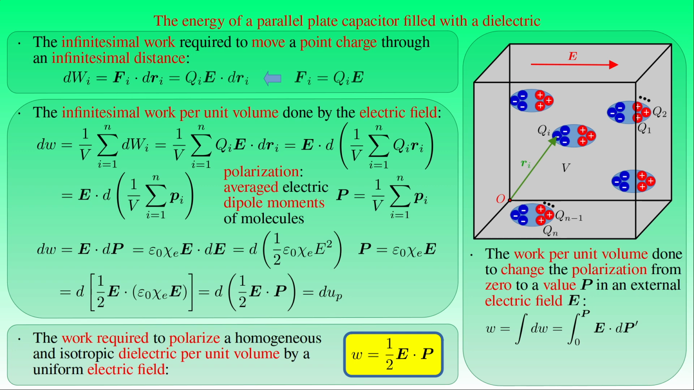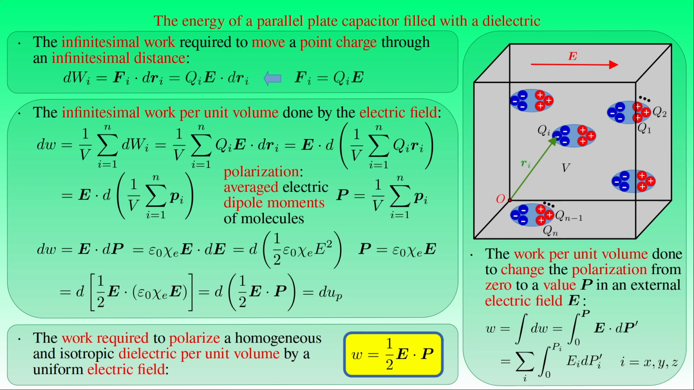If we expand these vectors in a Cartesian coordinate system attached to the insulating medium, then the integral of the vector E with respect to the vector P' is equal to the sum of the integrals of the component i of the vector E with respect to the component i of the vector P' from 0 to the component i of the vector P, where the index i runs through the Cartesian coordinates x, y, and z.